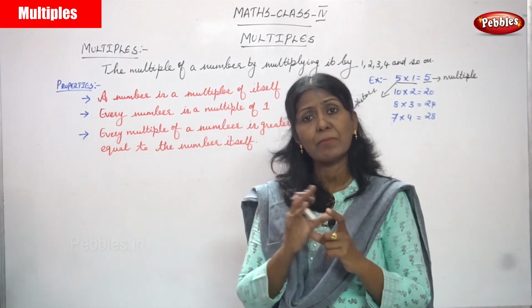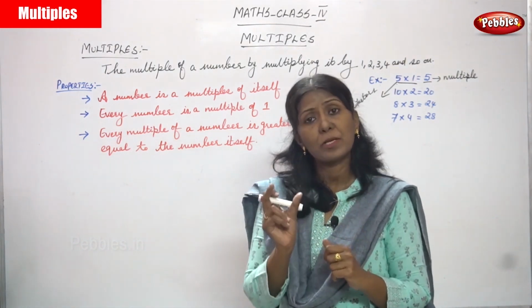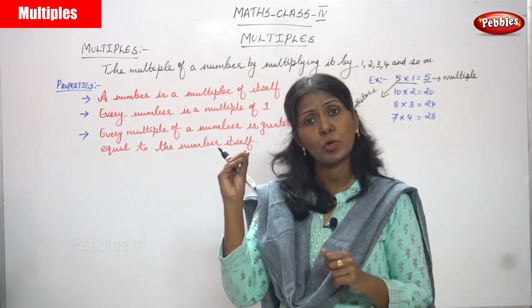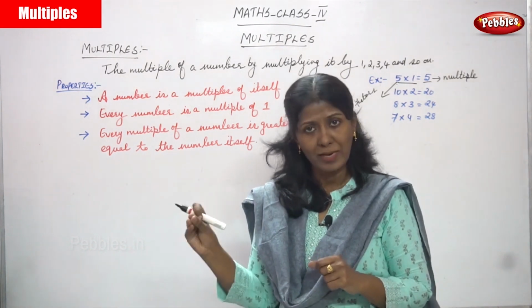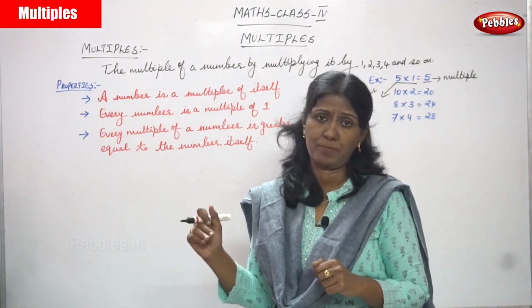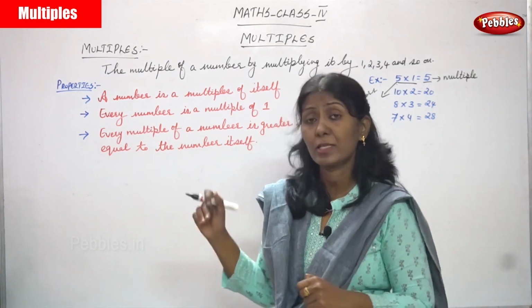5 into 1, these numbers are going to be multiplied. So these two numbers are called factors. The answer is equal to what? 5. That is the product. Otherwise we can call it a multiple. Okay, that is what is mentioned.